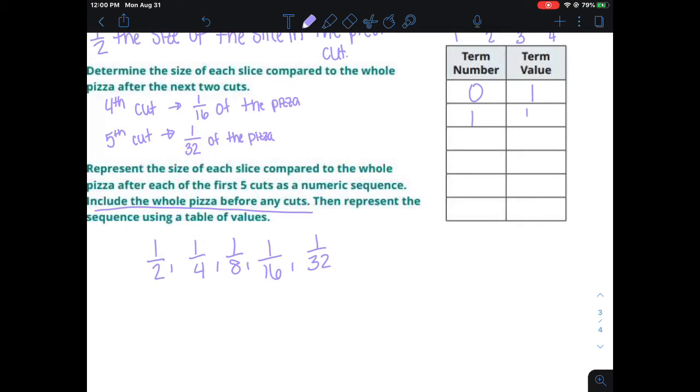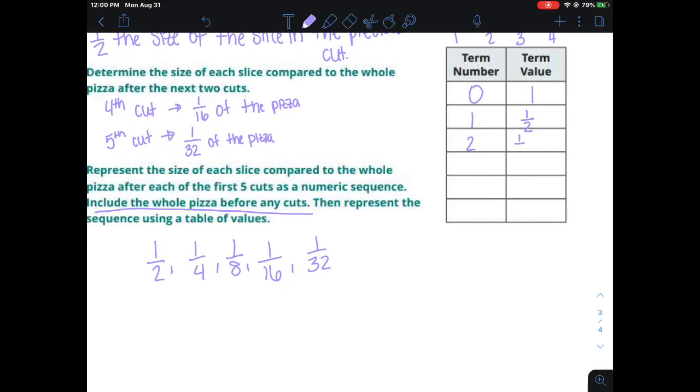After the first cut, we're broken into halves. After our second cut, we have 1/4. Third cut, 1/8. Fourth cut is 1/16. And after the fifth cut, each piece is 1 out of 32 pieces.